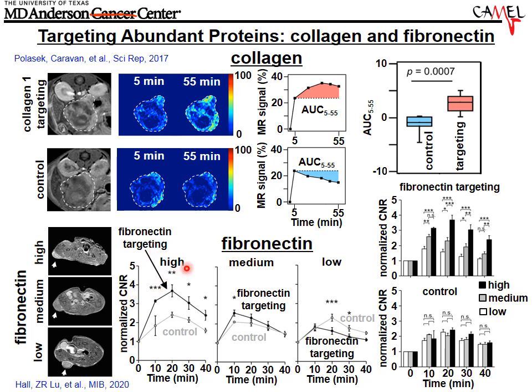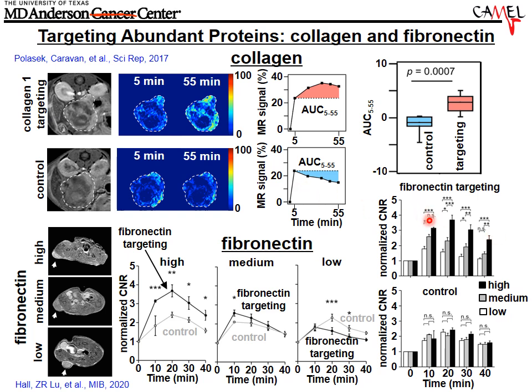Fibronectin targeting in the high fibronectin tumor model was successfully accomplished relative to a control agent that washed in and out of the tumor much faster or at a lower amount. The medium and low tumor models that had less fibronectin showed less uptake. And that can be seen in these histograms showing that over the course of 40 minutes, the tumor model that had high fibronectin did indeed have a higher contrast to noise when the fibronectin detecting agent was injected.